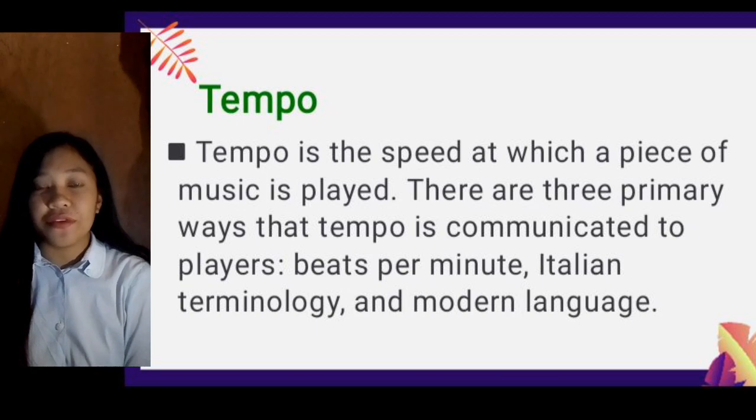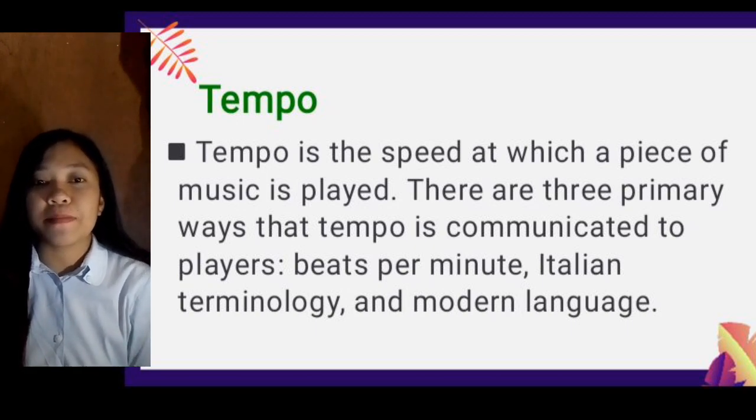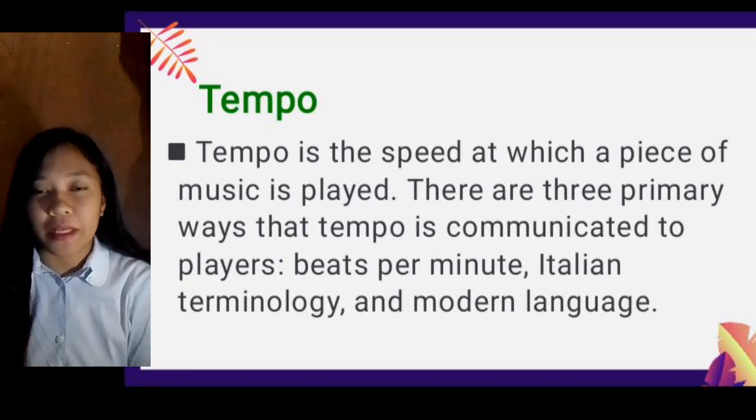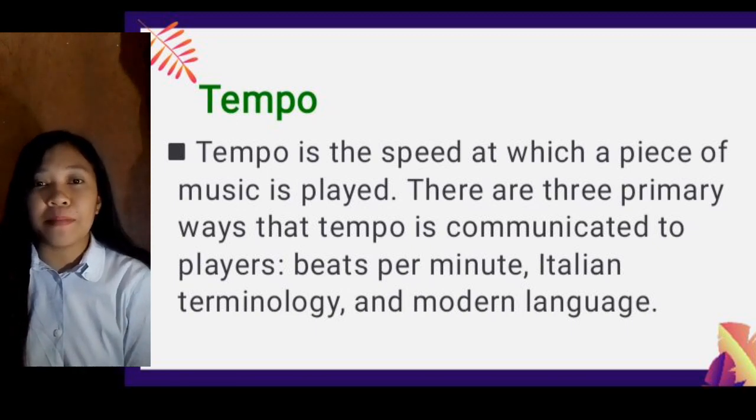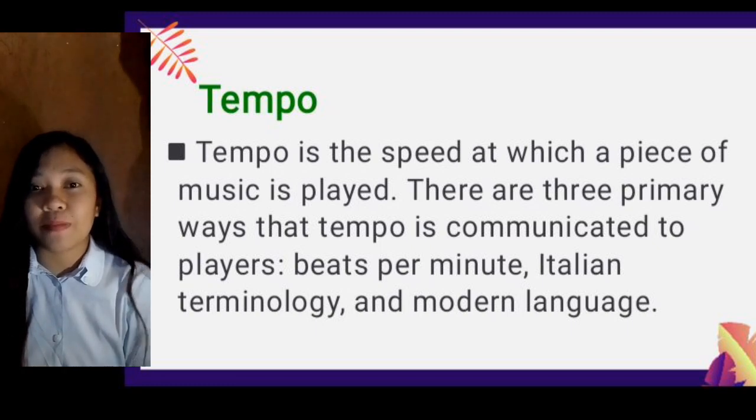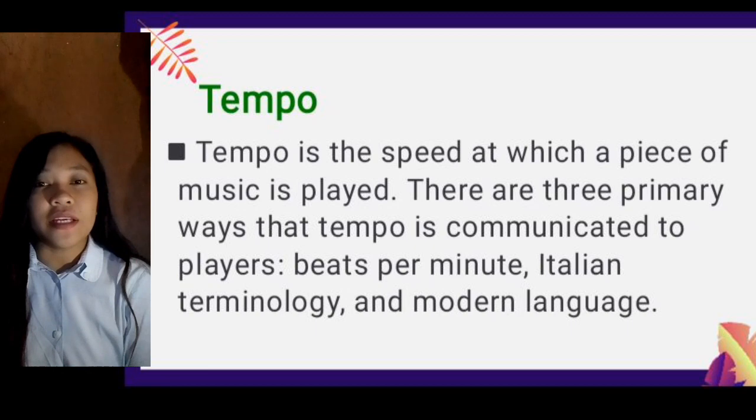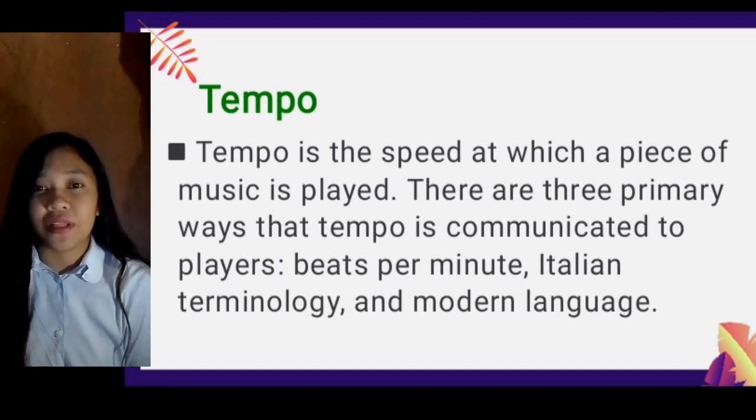The third element of rhythm is tempo. Tempo is the speed at which a piece of music is played. There are three primary ways the tempo is communicated to players: beats per minute, Italian terminology, and modern language. Beats per minute, or BPM, indicates the number of beats in 1 minute. Certain Italian words like largo, andante, allegro, and presto convey a tempo by describing the speed of the music. Finally, some composers indicate tempo with casual English words such as fast, slowly, lazy, relaxed, and moderate.